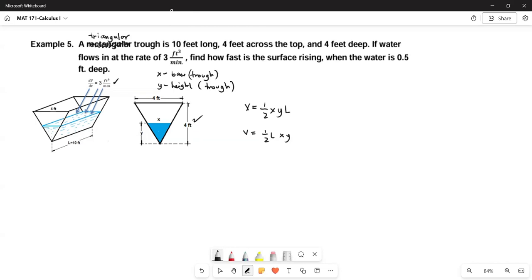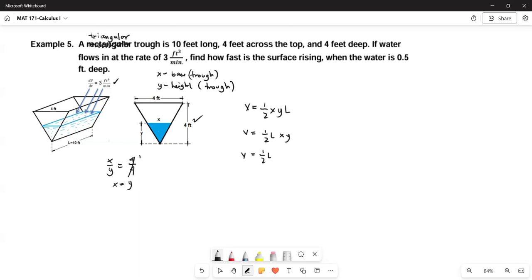So we have x over y is equal to 4 over 4. Our x is the base at a specific point in time, and y is the height at a very specific time. So x over y becomes 4 over 4. Simplifying, it becomes 1 to 1, therefore x is equal to y. Either substitution is fine, whether you substitute x for y or y for x, but let's just substitute y for x.